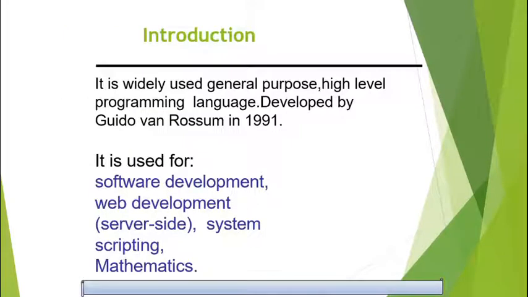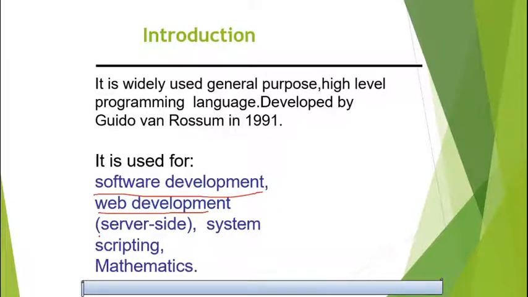We have learned that Python is a widely used general purpose high-level programming language developed by Guido van Rossum in February 1991. It is an interpreter based language. It is slower, however it has several facilities and features which make it very popular nowadays. It is used for software development, web development, and server-side scripting. Server-side scripting means internet programming.